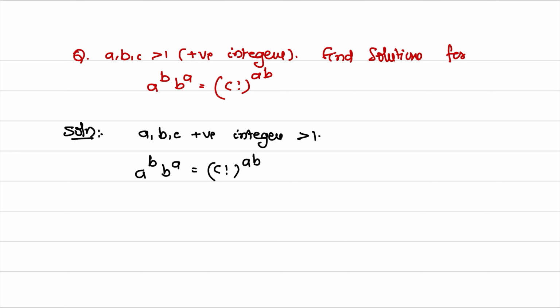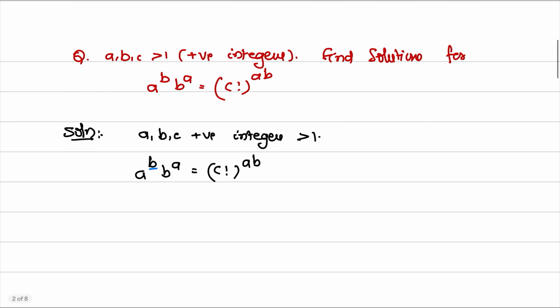Here we will utilize the exponents equation. What is the exponent of A? It is B. What is the exponent of B? It is A. What is the exponent of factorial C? It is AB. And to write the exponents equations, to formulate, I have explained in the previous lecture, which is live now.